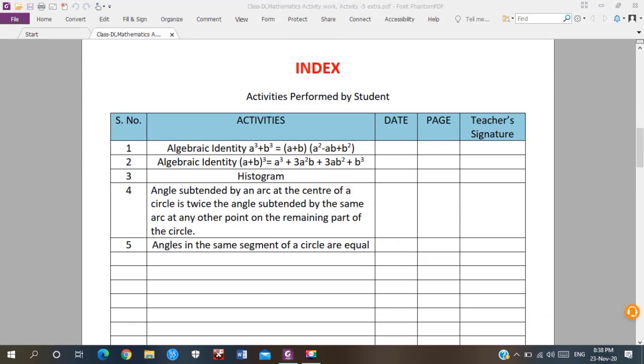In the index page, under the serial number column, just below 4, write number 5 and then write the activity name. Your 5th activity is angles in the same segment of a circle are equal. Then write the date, then the page number, and then leave space for the teacher's signature.